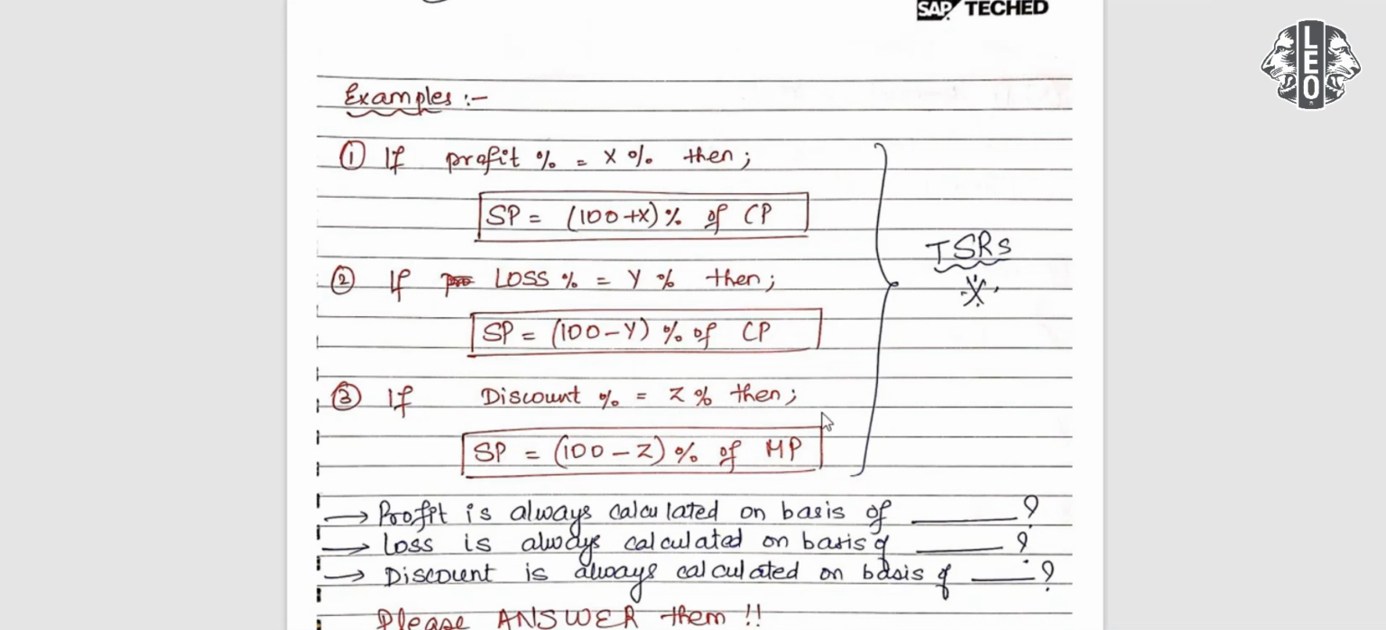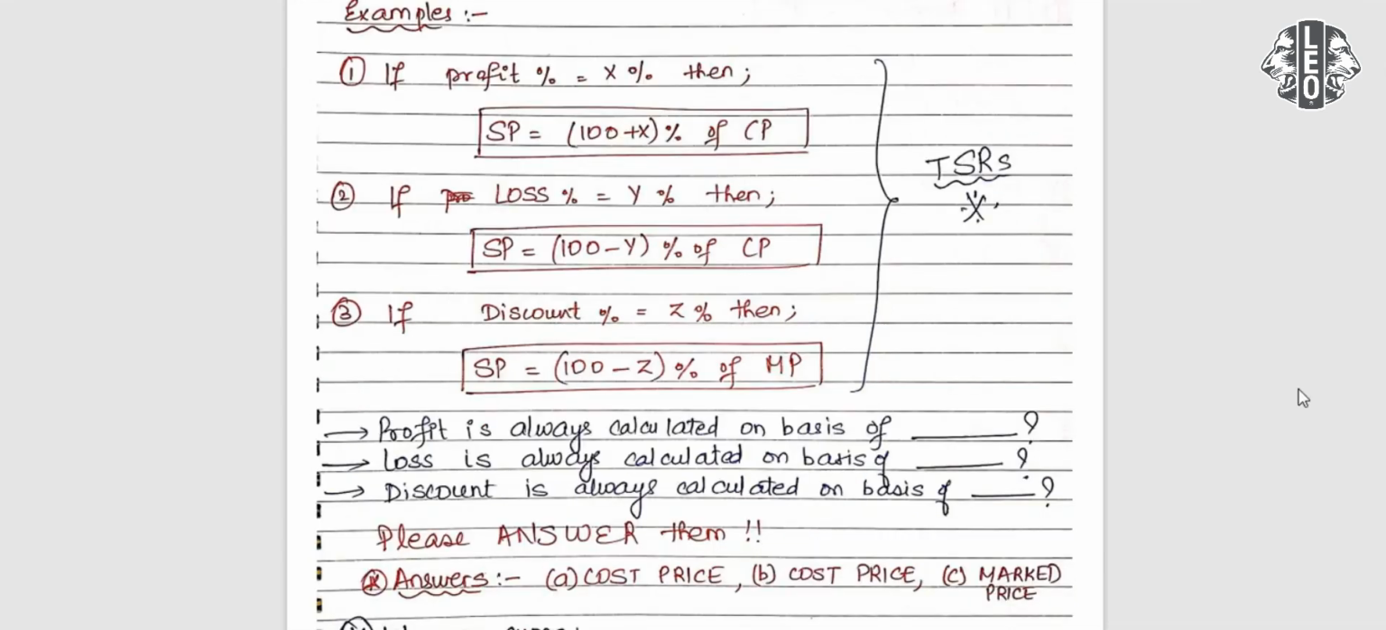The initial value is not cost price. The initial value is marked price. This is very, very important in the case of a discount. You should not get confused. In the question, to deliberately confuse us, they will give both cost price as well as marked price. So if the discount is Z%, then the final value, selling price, is equal to 100 minus Z percentage of marked price. Profit is always calculated on the basis of initial value, cost price. Loss is always calculated on the basis of initial value, cost price. Discount is always calculated on the basis of initial value, marked price.